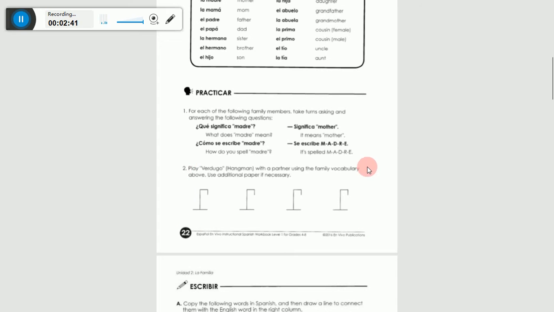Here's a fun little section. You can play hangman, which in Spanish is verdugo. Again, you can call a classmate or just play with someone at home, and you can try to use the vocabulary up here to figure out a word.